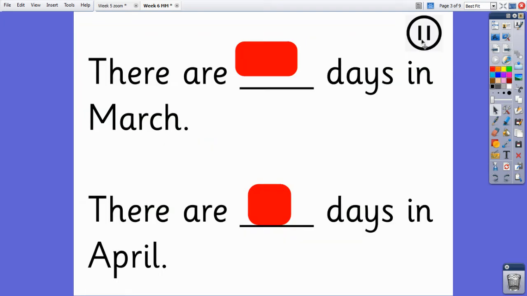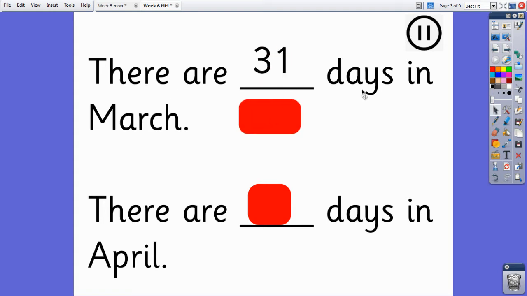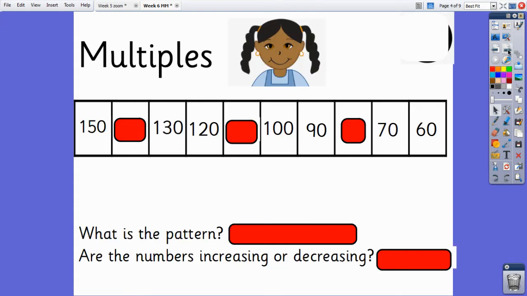Pause the video while you complete these sentences. Let's check through our answers. There are 31 days in March. There are 30 days in April. Well done, everybody. We are going to move on to our multiples.